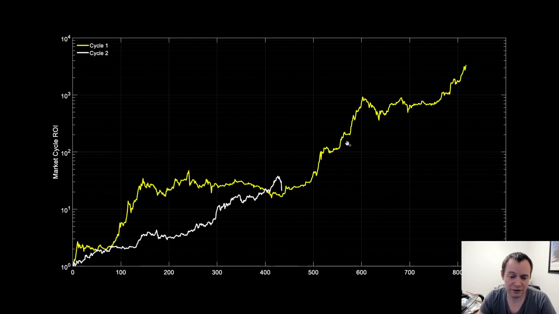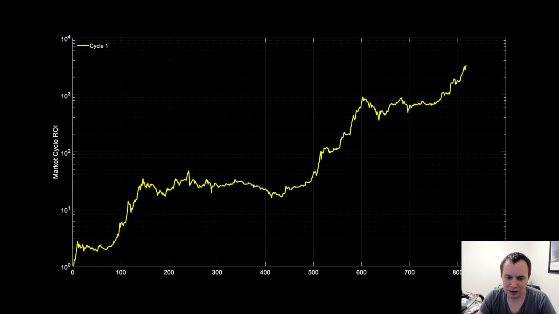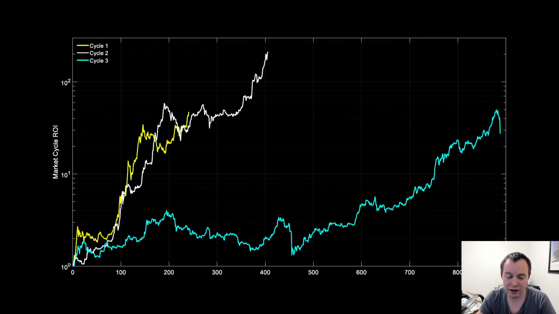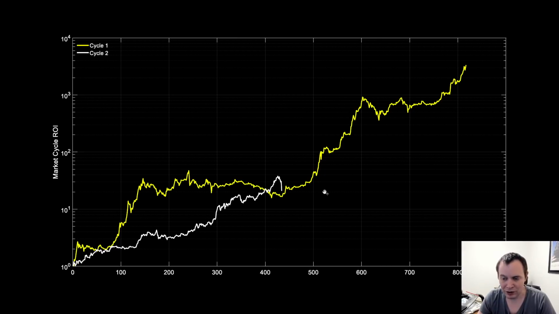Now, if you go back and look at this chart, you'll see that if we were to go the same length of time as the last cycle, then it would put us out another 400 days or so. So more than a year. It would put us out more than a year. And there's a good chance we could go even longer than that.